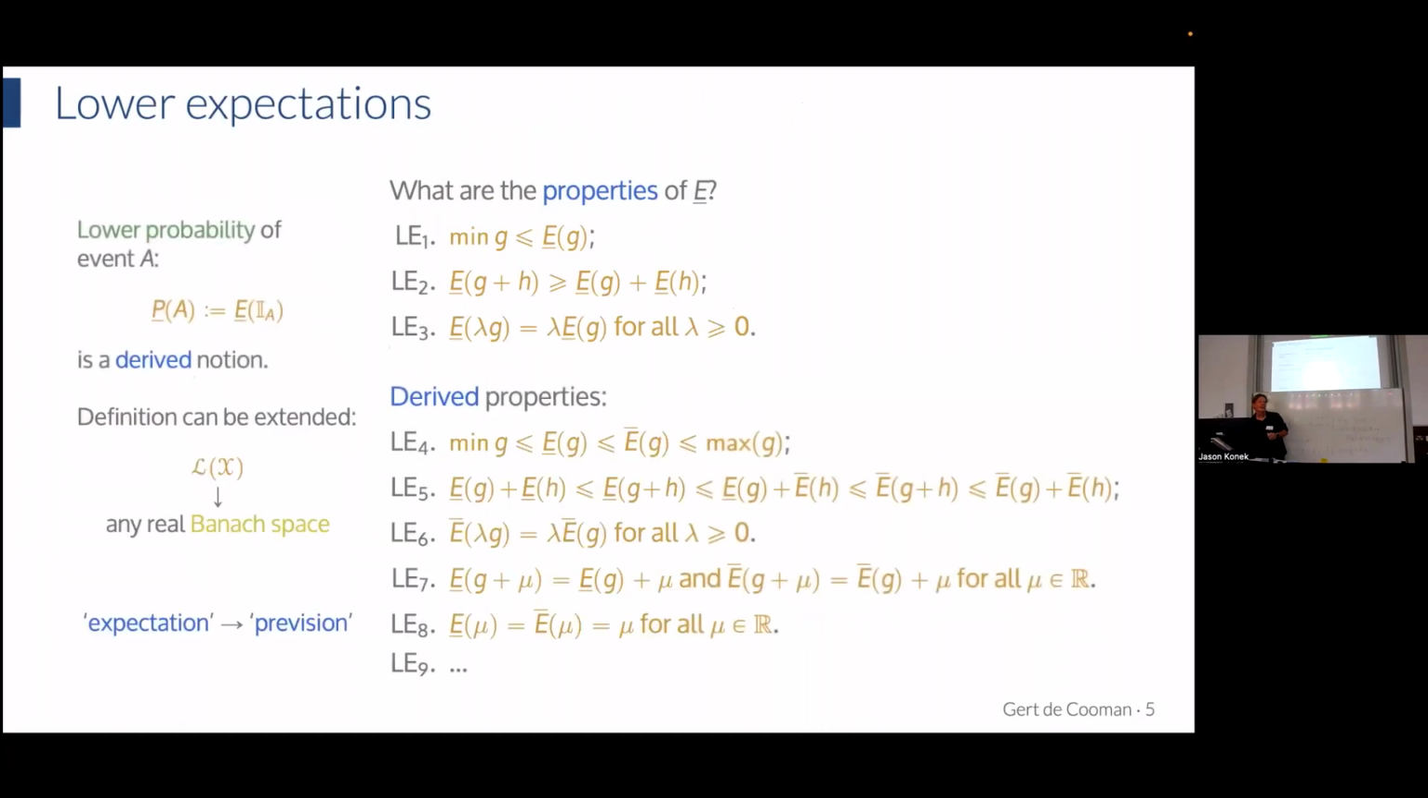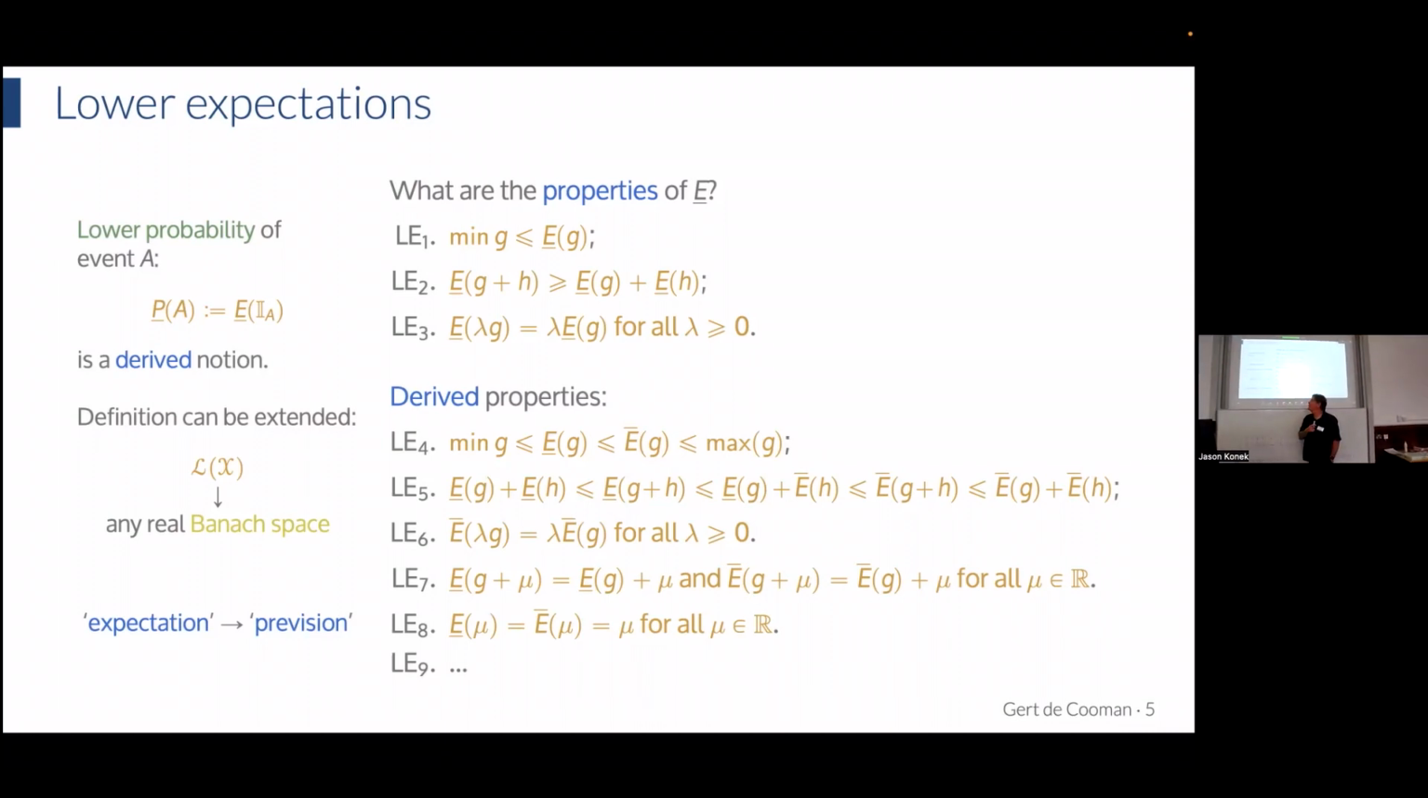Right. Another interesting thing, perhaps, is that these three properties say what it means for a functional to be a lower expectation. Now, it turns out that you can extend this definition of a lower expectation from, in this case, the set of all gambles, which is just a finite dimensional linear space.